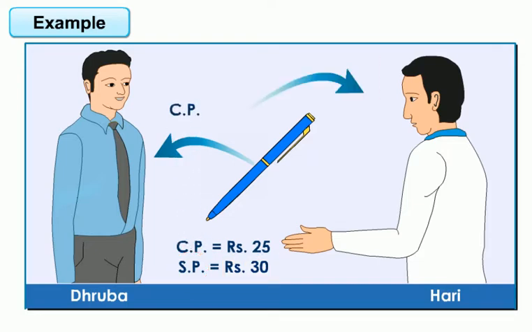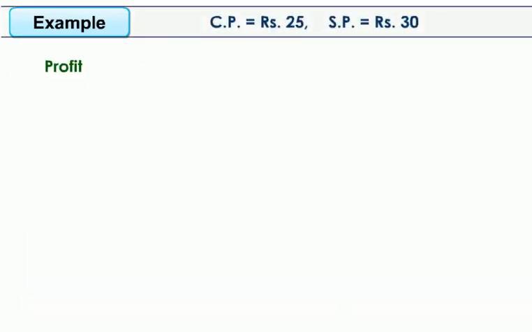Here, the cost price of the pen is smaller than its selling price, and hence Dhruva has made a profit. Hence, profit P is calculated by SP minus CP, that is, selling price minus cost price. So, substituting the values, we write ₹30 minus ₹25 gives us ₹5.